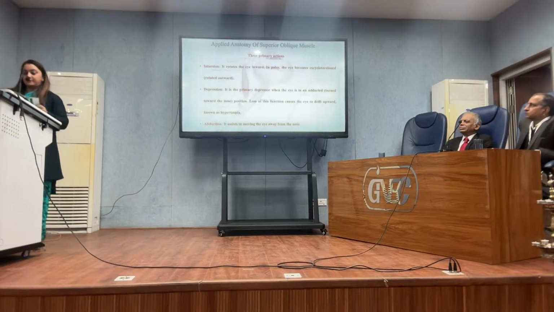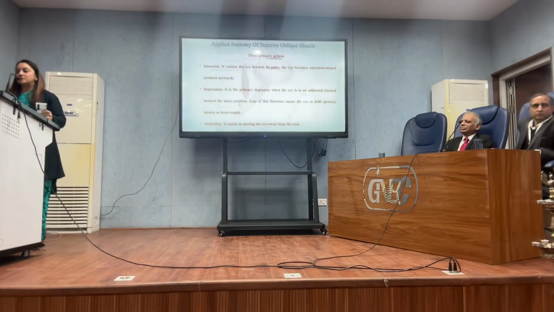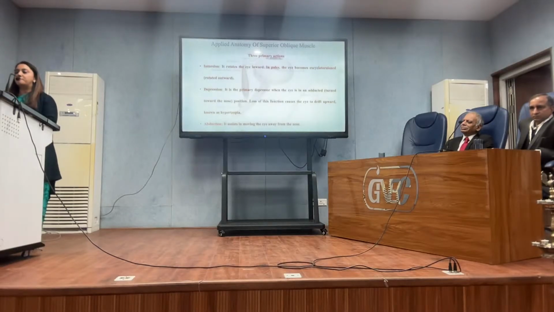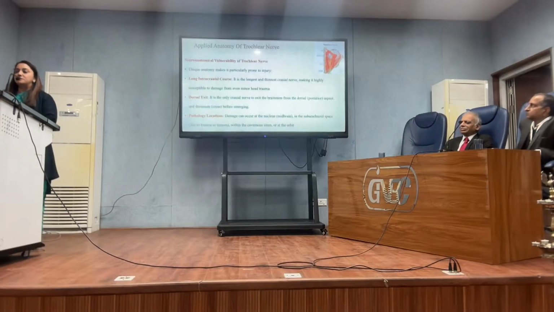So, brief applied anatomy of the superior oblique. The three primary actions are intorsion, that is, it rotates the eye inward, depression, and abduction. So a case of superior oblique palsy will have extorsion, that is, the eye becomes rotated outwards. There's a loss of depression, and loss of this function causes the eye to drift upward, known as hypertropia, and a loss of abduction.